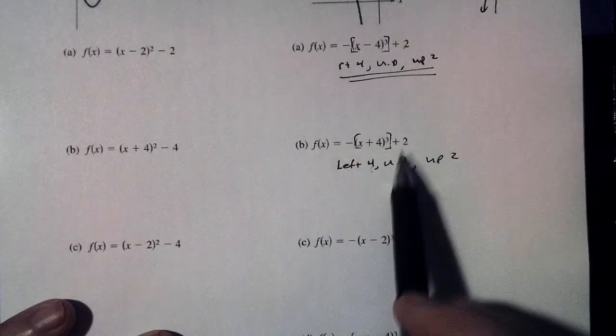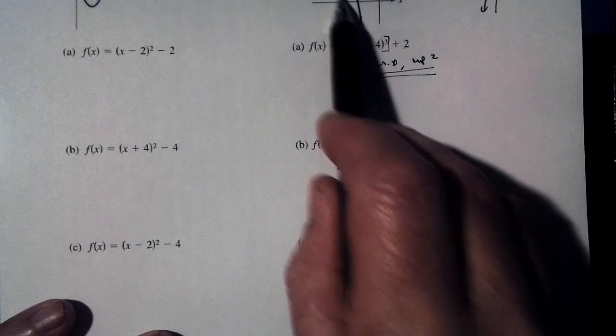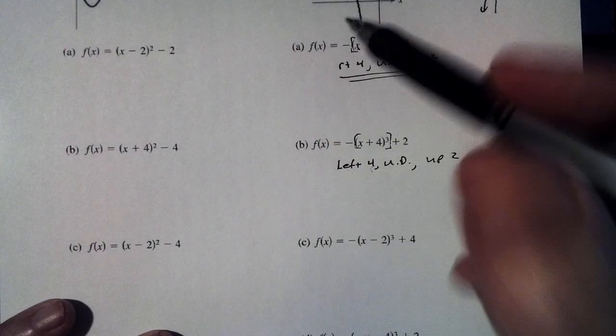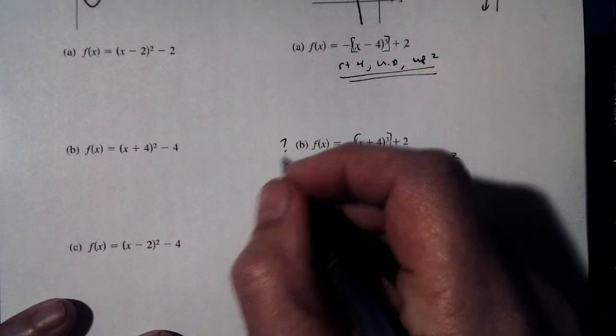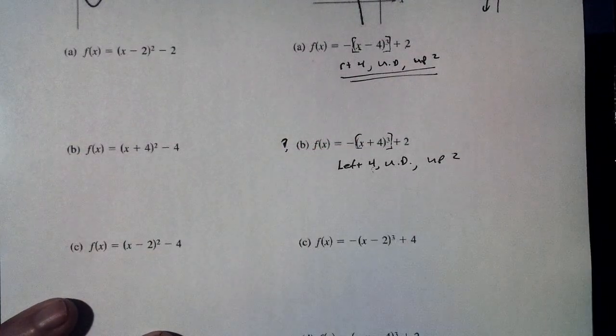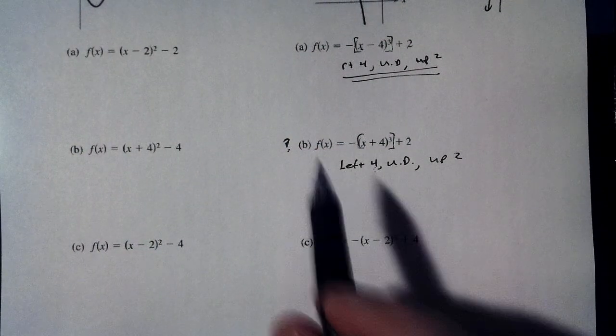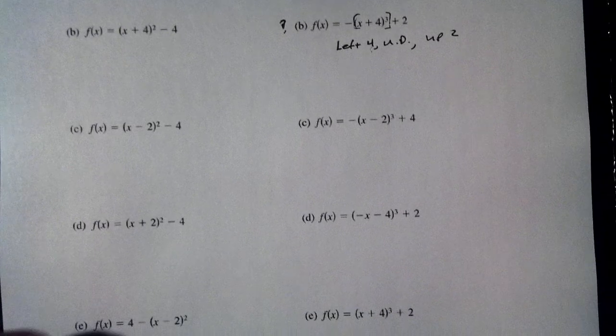Left 4, it's possible. Upside down. Yeah, it looks like it's upside down. Up 2. Oh, this is a possibility right here. But even if B is the answer and you circle B, I still want the rest of these done.